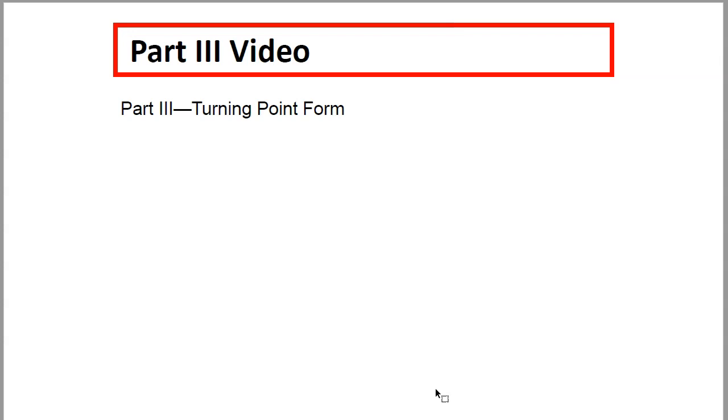In part 3 of the video Introduction to Activity 3.4, we'll look at turning point form.